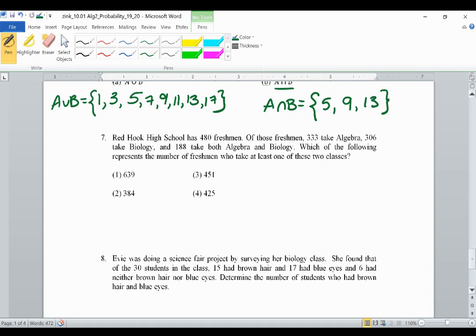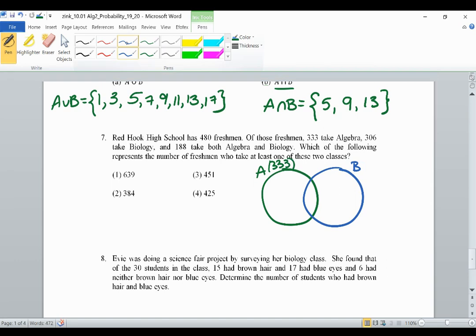Okay, so to do this, we're comparing two things, algebra and bio. So to get an idea of what we're talking about, I'm going to draw a Venn diagram. And then we'll talk about how to do it using the equation as well. So this is going to be algebra, and the blue circle is going to be bio. I know there are 333 students that take algebra. I know there are 306 that take bio, and 188 that take both. So I'm going to put that right in the middle here.